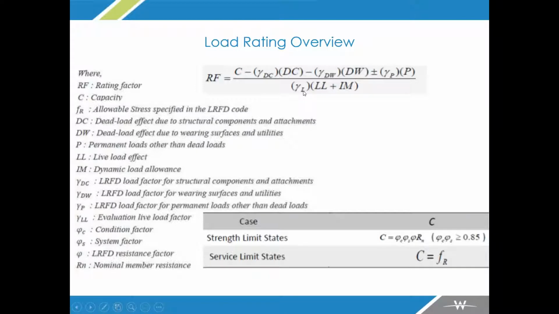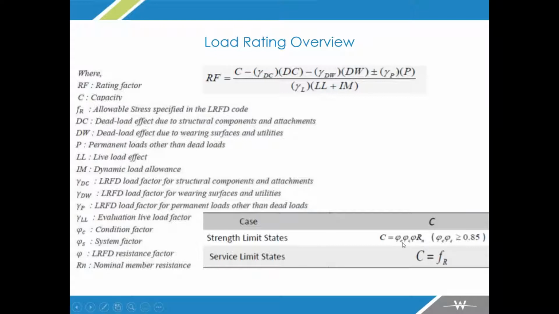That's the 1.75 or 1.35, and then live load plus impact. So that really gives you that overall rating factor. Again, the capacity minus everything else divided by the live load, and then whatever version of that. If it's 0.75, that means you can't carry that full truck. If it's 1.5, you can do 1.5 times that truck at that configuration.